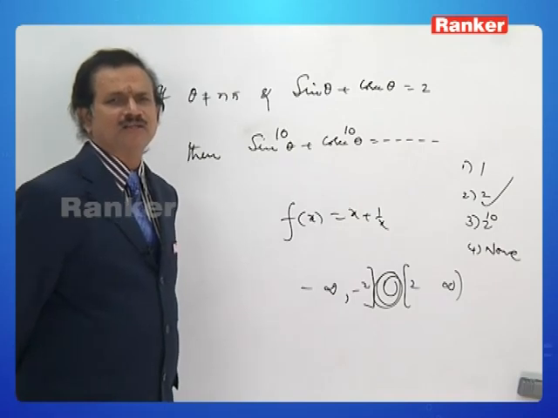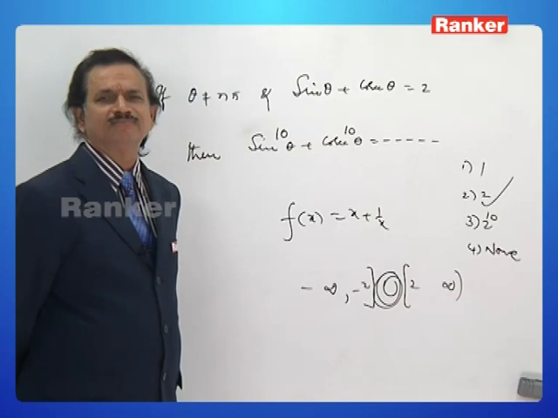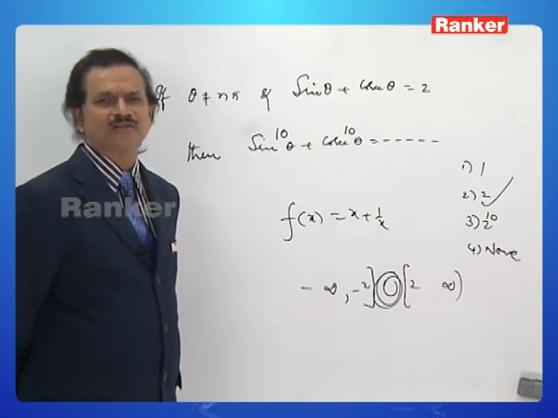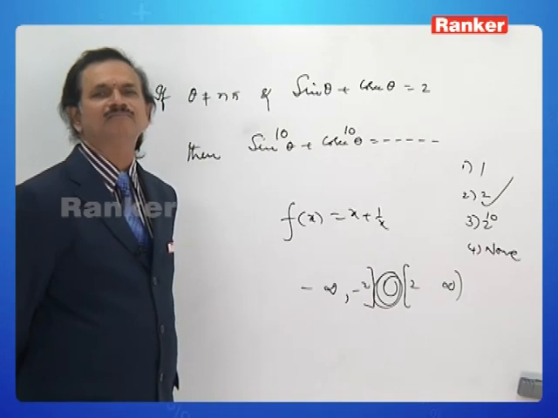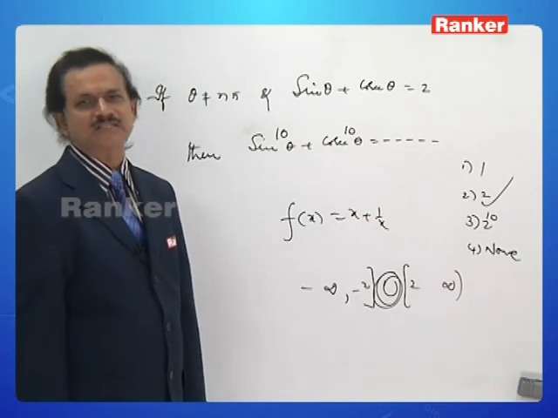Like this, so many questions can be asked. Tan theta plus cot theta is equal to 2. What is tan power 10 theta plus cot power 10 theta? Cos theta plus secant theta is equal to 2. What is cos theta minus sin theta? Like that, we can be asked such questions.